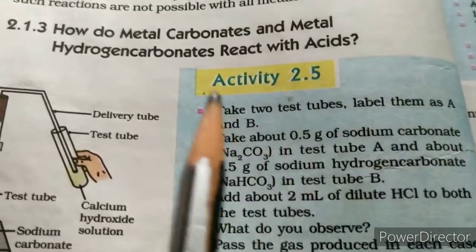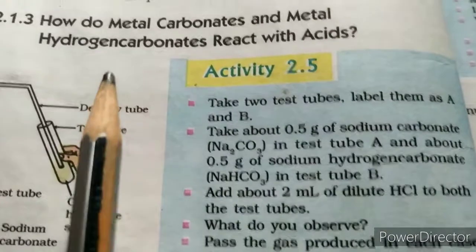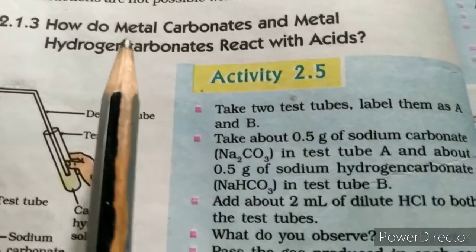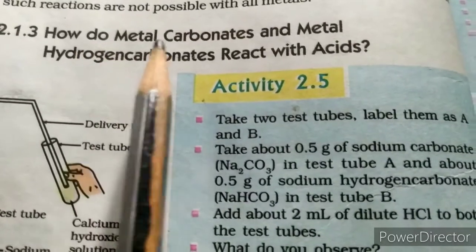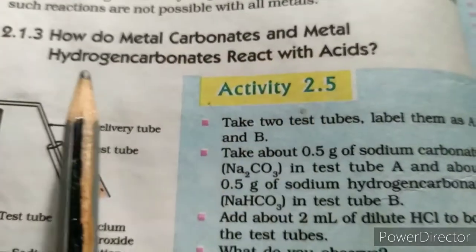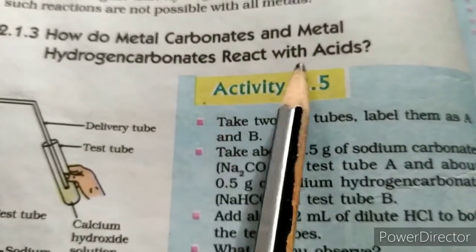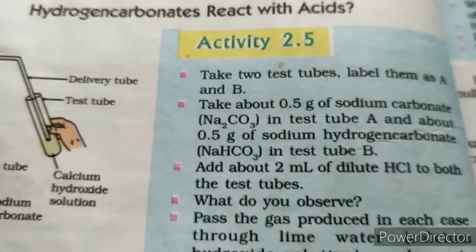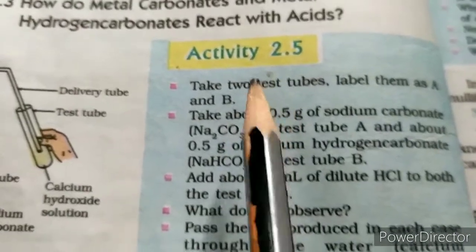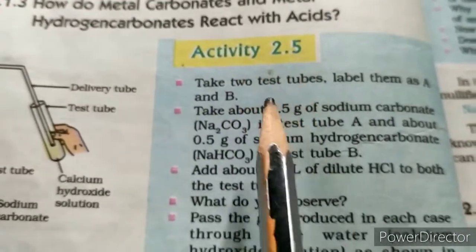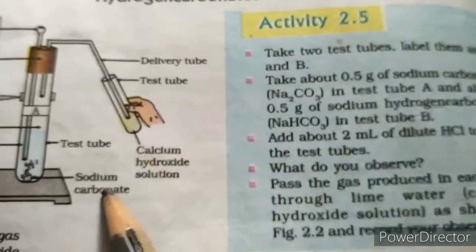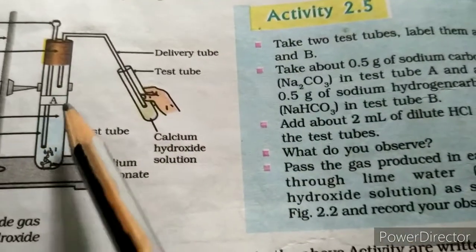Students, in our previous classes we have read about the reaction of metals with acids and bases. So today we will discuss how metal carbonates and metal hydrogen carbonates react with acids. So dear students, you have been given the activity in your book, activity 2.5. To do this activity you will need two test tubes.